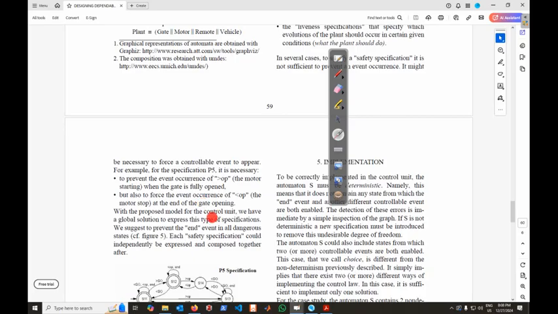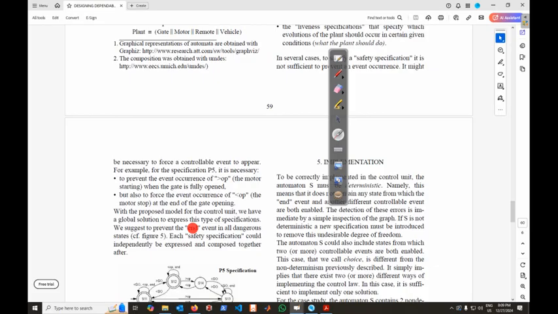What's meant now? The idea is the following. Okay, maybe this is the most important paragraph here in this paper. With the proposed model for the control, we have a global solution to express this type of specification. What's the global solution here? What is the contribution? They suggest to prevent the end event in all dangerous states. Okay, when we are having a dangerous state, we will prevent the end events. What does it mean? If we are in a dangerous state, we will not allow the programmable logic controller to leave this event before issuing an action.